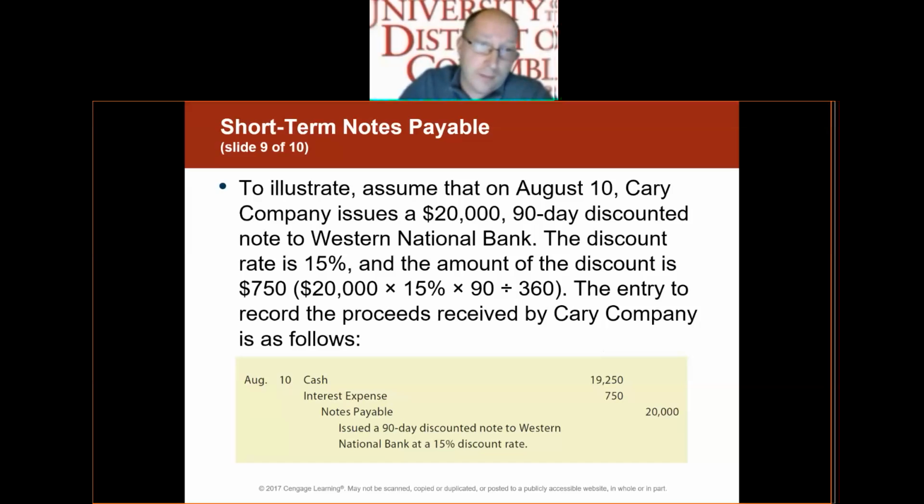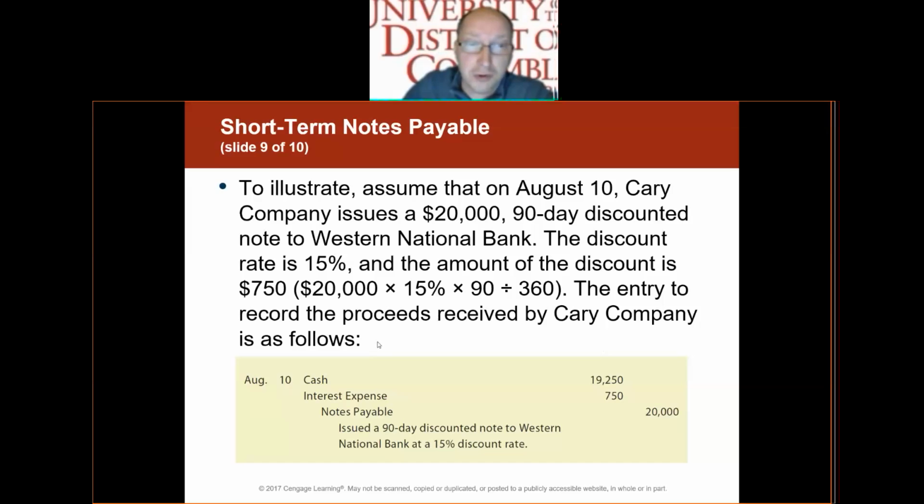On August 10th, the company issues a $20,000 90-day discounted note to the bank. Like you said, Lakeisha, promissory note. Absolutely. The discount rate is 15%, and the amount of the discount is $750. Again, how do we get $750? 90 divided by 360 banking days in a year times 20,000 times 15% to get $750.